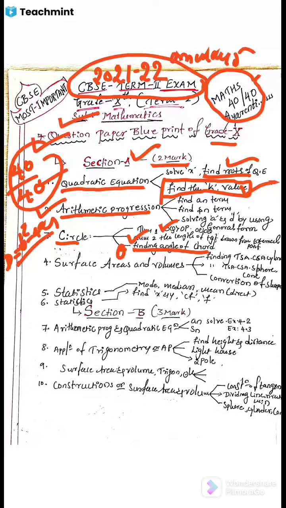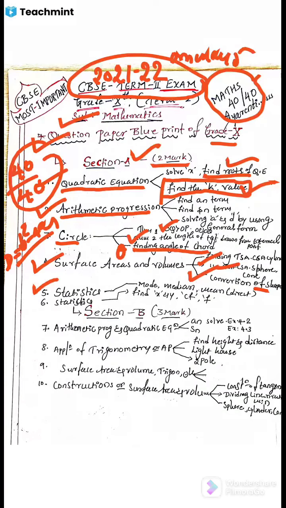Then the fourth question will come from surface areas and volumes. That question will be framed like finding the TSA or CSA of the cylinder and also the sphere and hemisphere. Sometimes they will ask about the conversion of shapes from one to another. Please concentrate on these points in that chapter.